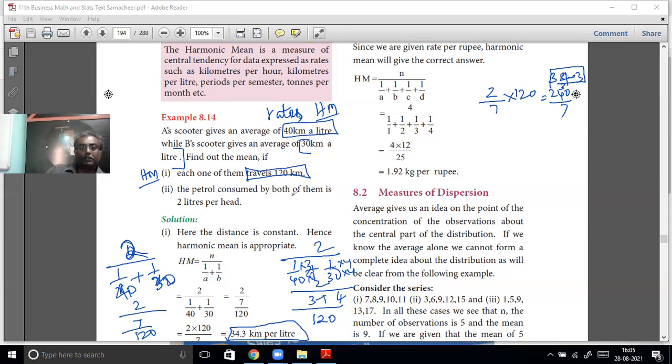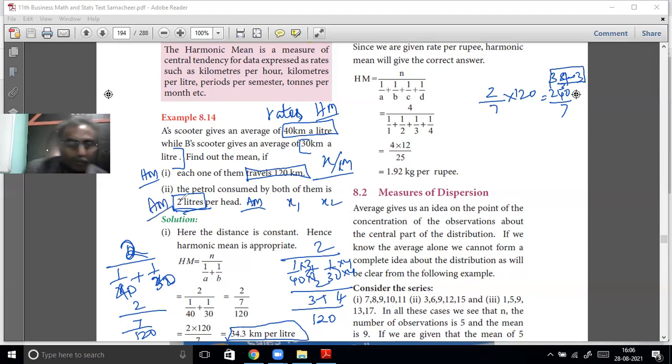Now, the petrol consumed by both of them is 2 liters per head. In this case, you are not focusing on 40 kilometers per liter and 30 kilometers per liter. Instead, you are focusing on a fixed number of liters, a fixed quantity. Whenever the quantity is fixed, x1 and x2 are fixed, and they are not rates like x per kilometer. The 2 liters is given. In that case, you go for arithmetic mean. That is the best way to do.